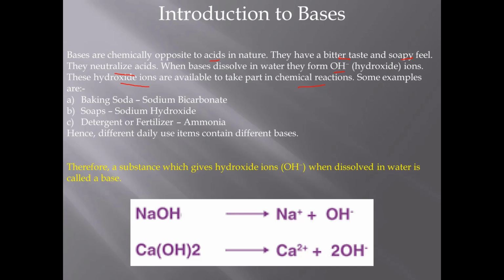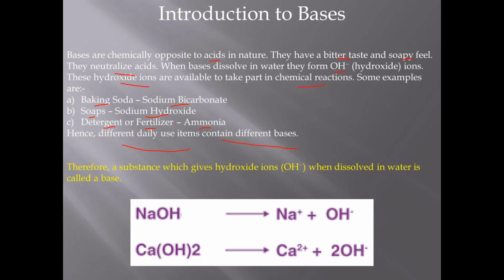So let's see some examples. The first one is baking soda, that is made up of sodium bicarbonate, that is a base. Soaps, that are made up of sodium hydroxide. Detergent, that we use, and fertilizer is made up of ammonia. Now here we can see that it was given that bases have a soapy feel, and here we can see an example also, that is soap. They are of course soapy and slippery also. So hence different daily use items contain different bases.